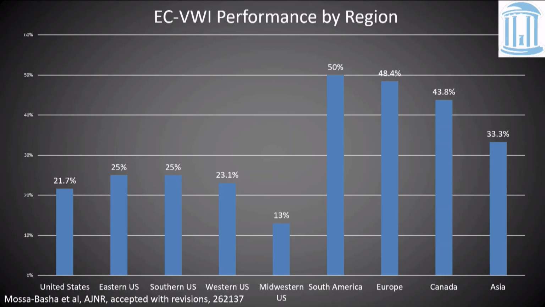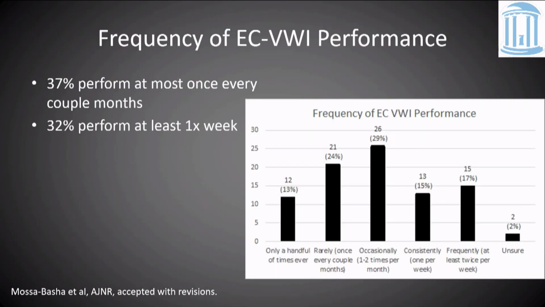In terms of the performance of extracranial vessel wall imaging, the performance is less frequent, where only 22% of groups in the US are performing it. Pretty even across the board between the eastern, southern, and western states, while uncommonly being performed in Midwestern states. And again, for the same reasons, we have higher favorable responses internationally.